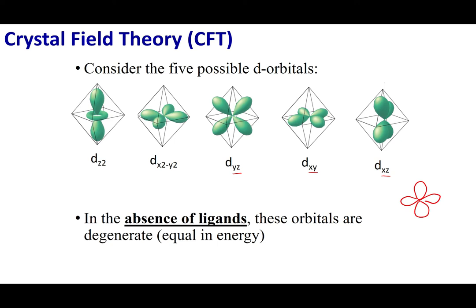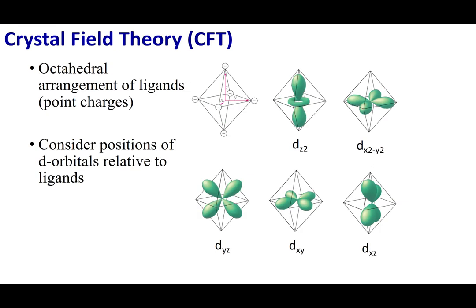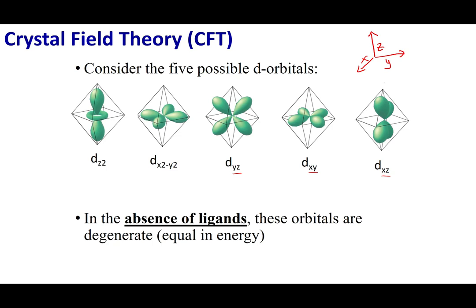Now, note that the yz, the xy, and the xz designations tell you which plane those lobes lie on. Let's establish our Cartesian coordinate axes. I'm going to have Z going up and down, Y going left and right, and X going in and out of the page. With that in mind, let's take a look at where these lobes reside.